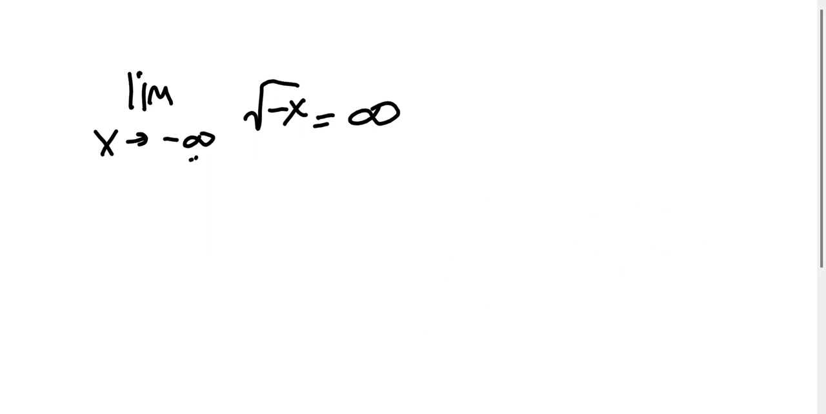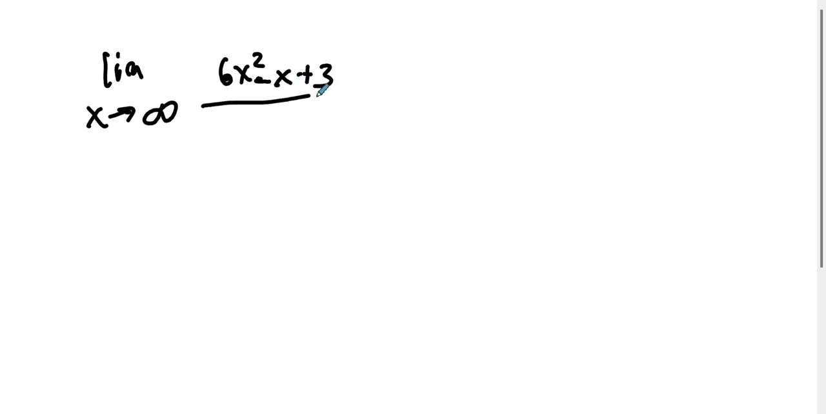So that's how you use your basic logic and reasoning to solve limits as they approach infinity. Because obviously you cannot directly substitute infinity, as it is a mere concept. Now, let's go over something else. Let's say the limit as x approaches infinity of 6x squared minus x plus 3 over 7x plus 1.